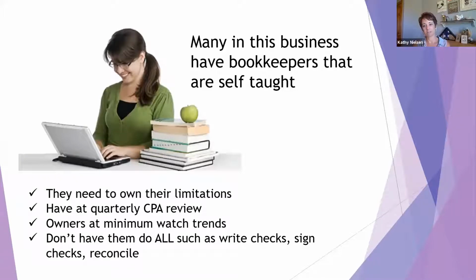So Jackie alluded to it. Many people in this business have bookkeepers that are self-taught. Many of them are family members, like she said, wives, girlfriends, moms, brothers, whomever. And the one thing I really talk to them about a lot is just owning your limitations. If you don't know, don't just throw something in there, right? Financials are critical data. And so if you don't know, find out.